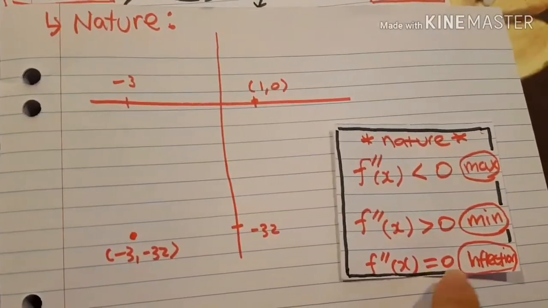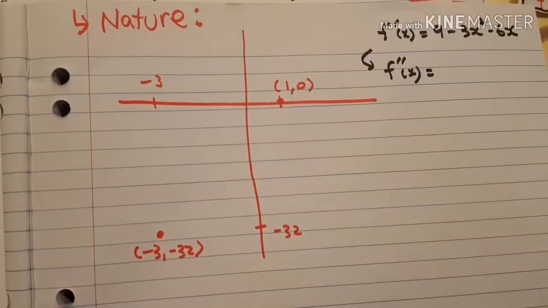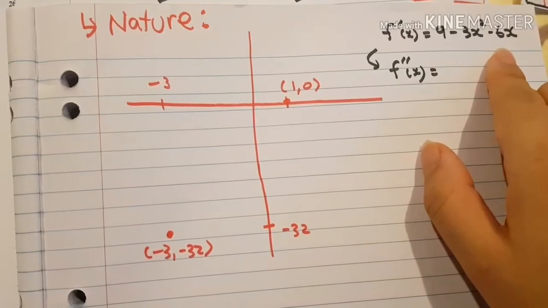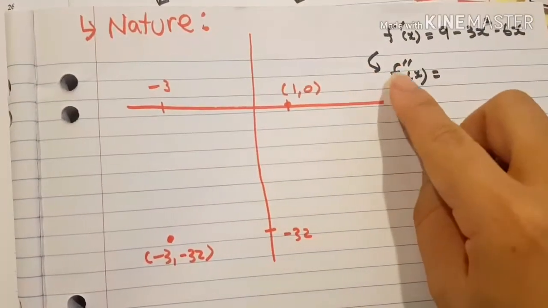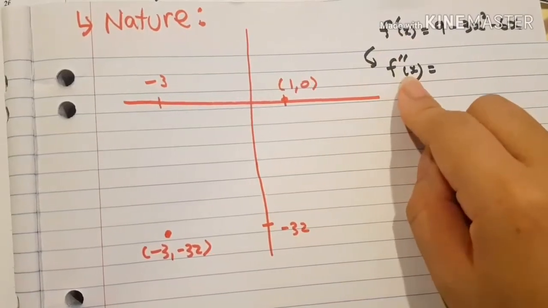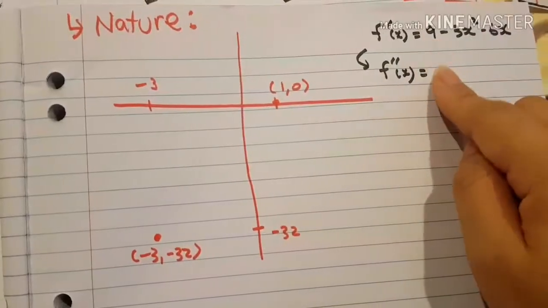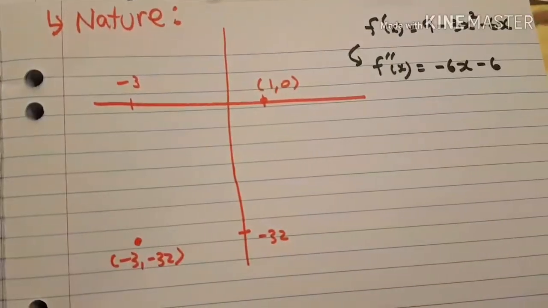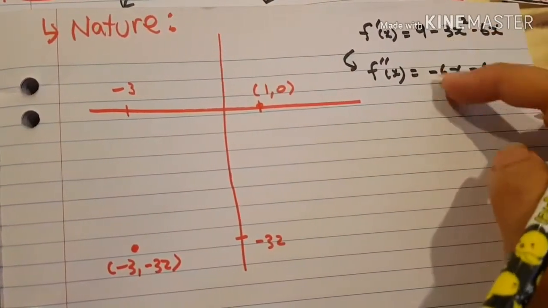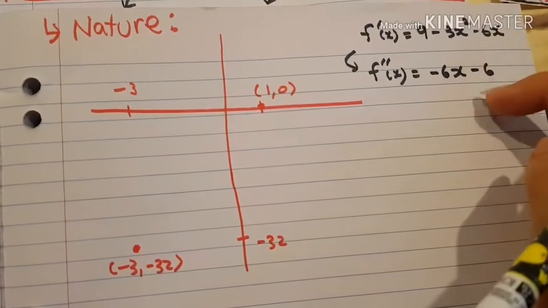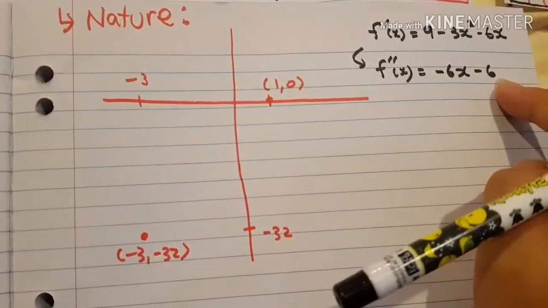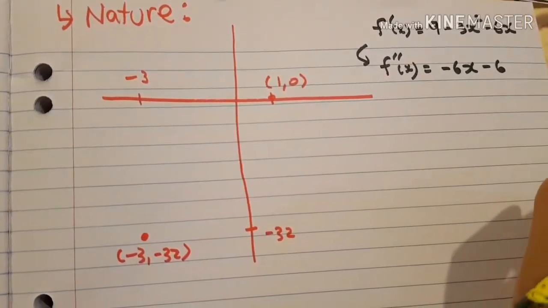Okay, let's find out how we use this chart. Remember this was the f dash function, the gradient function. I'm going to differentiate once again, f double dash, looking at first differential, second differential. So that one is exactly the same. You see that 9 disappears, 3, 2 comes down, it's -6x minus 6. So I just differentiated the first one again, the second differential.